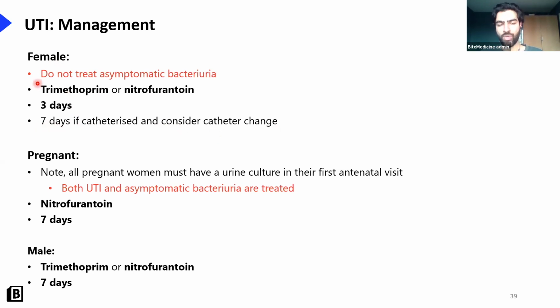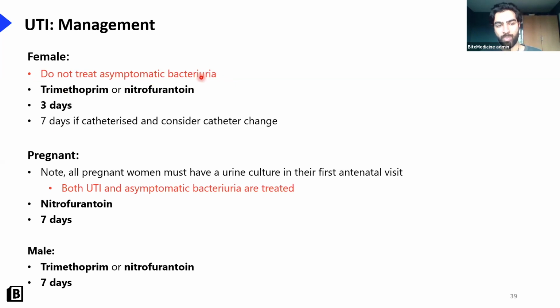Just as a really important point, some patients just have bacteria in their urine that doesn't cause them any infection or problem or symptoms. We don't treat that. So if you went and did a urine culture on everyone in the population, a proportion of those people will have bacteria in their urine that's not causing them any problem, and we do not treat that. That's known as asymptomatic bacteria.